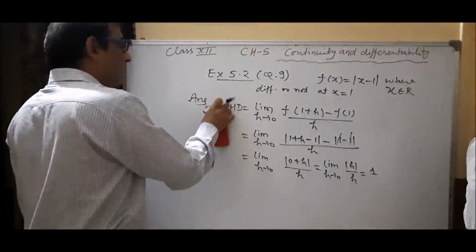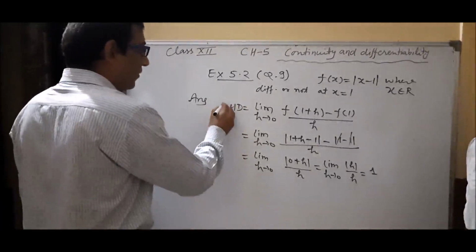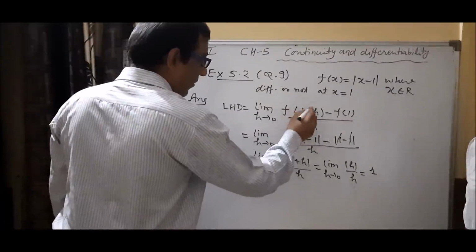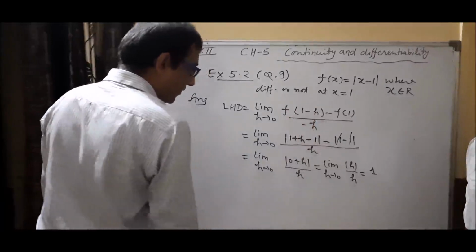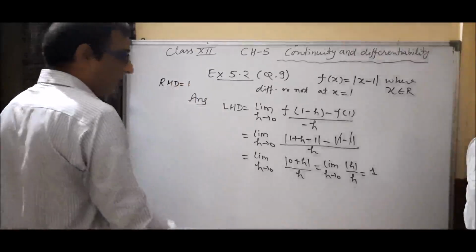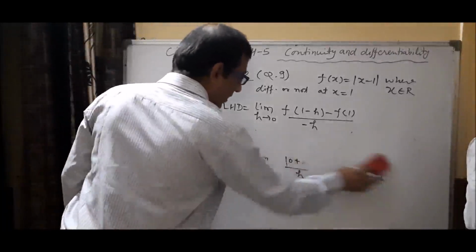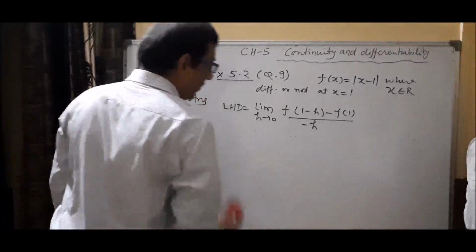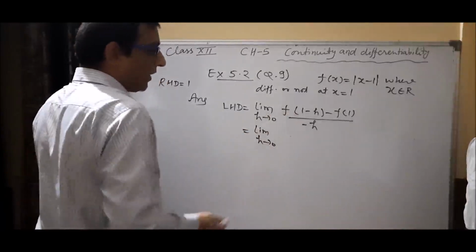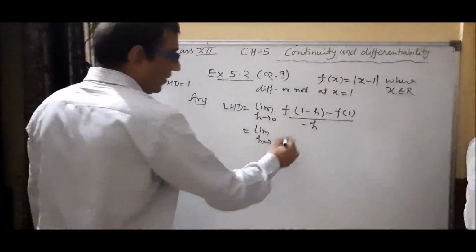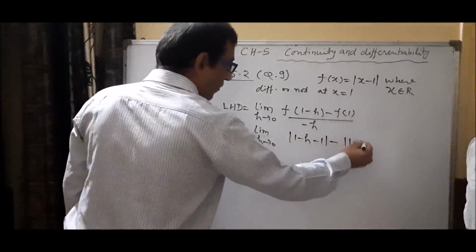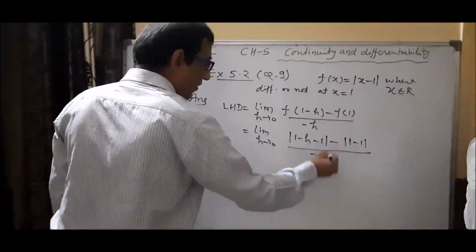Now we will continue with the left hand derivative. In the left hand derivative only a little bit of change is there. That is, we will write here 1 minus h, and here we will write minus. In the right hand derivative, the value is 1. But let me check what happens with the left hand derivative. So limit h approaches 0. Again, how can we calculate f(1-h)? With the help of the given function. It can be written as modulus of 1 minus h minus 1, f(1) again same, 1 minus 1, upon minus h.